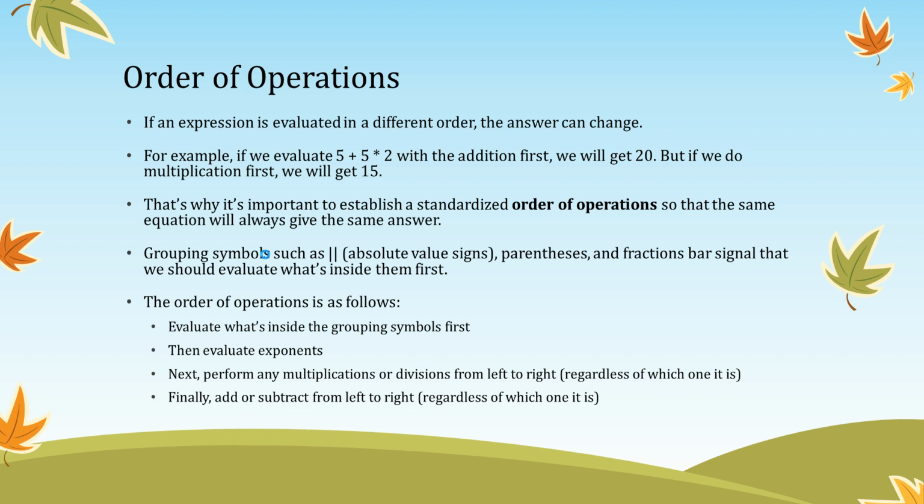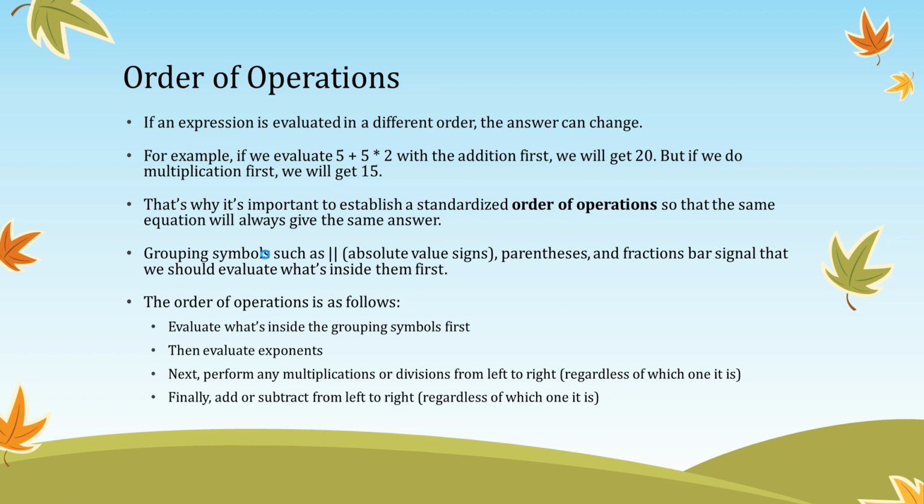But if we do the multiplication first, we will get 15. It's because we do 5 times 2 first, which is 10, add 5, and we get 15. That's why it's important to establish a standardized order of operations, so that the same expression will always give the same answer. Grouping symbols, such as absolute value signs, parentheses, and fraction bars, signal that we should evaluate what's inside them first.